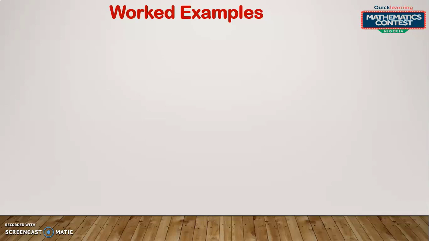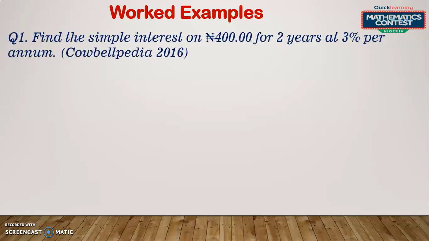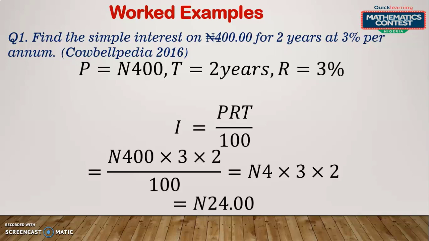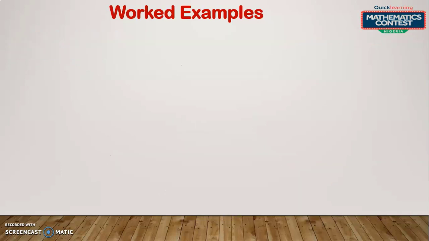One will go into basic calculations. Now, the first calculation I want to consider is this. The question is, find the simple interest on 400 naira for 2 years at 3% per annum. This question was actually pulled from Calbepedia 2016. To solve this, the principal is 400 naira, the time is 2 years, and the rate is 3%. So to get the interest, it is the principal 400 times the rate 3 times time 2 over 100. If the zeros cancel the zeros, what we have left is 4 times 3 times 2, which is 24 naira. So the interest in this case is 24 naira.